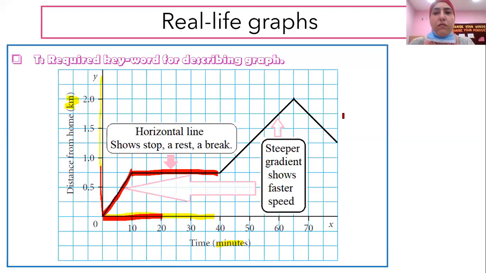So that's why it's faster. If I'm covering more distance in less time, that means I'm going faster. If I'm covering more distance in more time, that means I'm becoming slower. This is the first information. If I'm comparing what and what, let's look here. If I'm comparing the two lines that are going up, I'm going to change the color to show it to you.